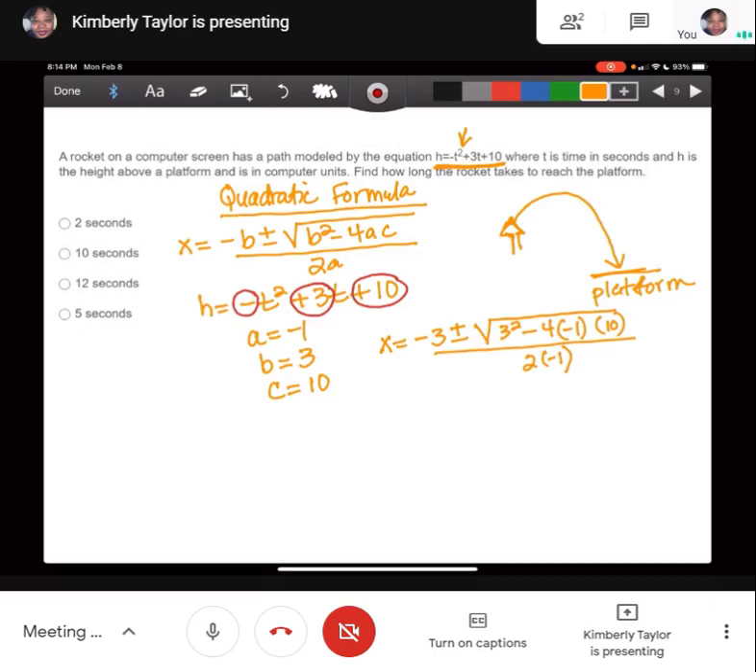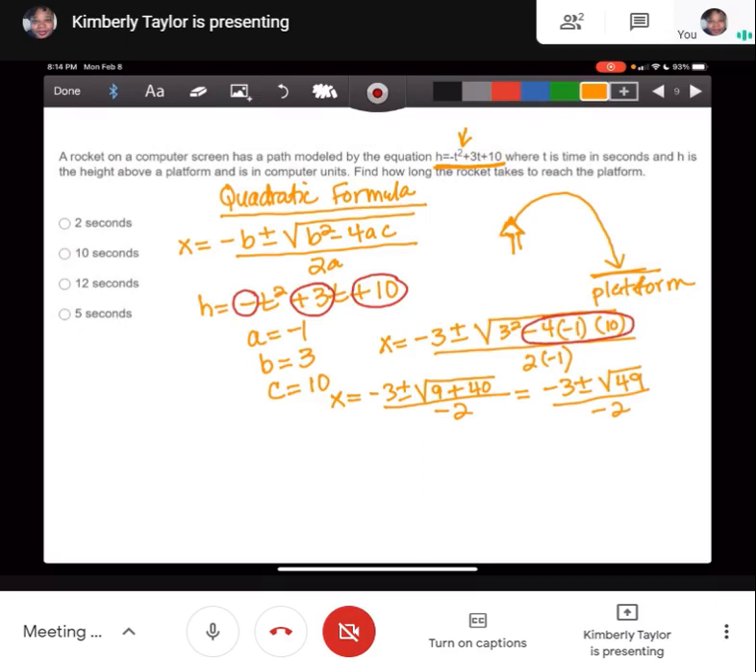So let's calculate this. We get negative 3. 3 squared is 9. And so now we have this here. Negative 4 times negative 1 is 4. Times 10 is going to be 40. So this is going to be plus 40. And then over negative 2. So let's keep going. Negative 3 plus or minus the square root of 49, and then over negative 2.